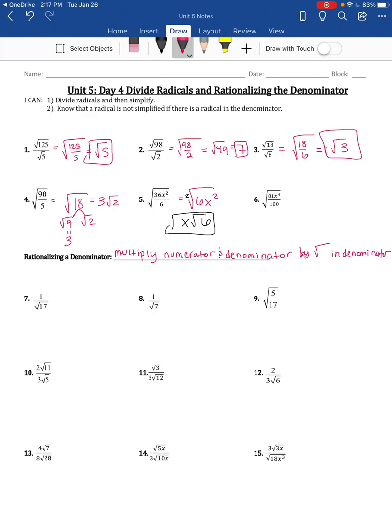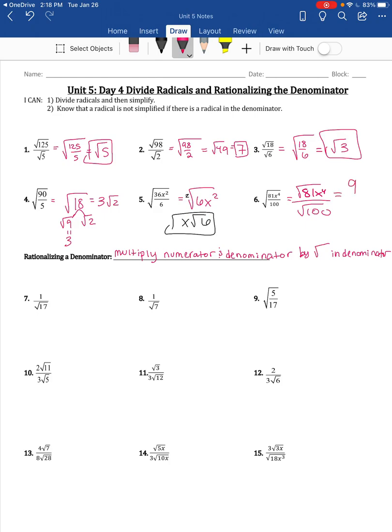And then number 6, it's a special expression because you have the square root of 81x to the 4th over 100. So 81 over 100 can't be simplified, but when you look at the top and the bottom of your fraction, 81 and 100 are both perfect squares. So we can also go from one big radical to two little radicals. So this becomes the square root of 81x to the 4th over the square root of 100. So we went the opposite way, one big radical to two little radicals.